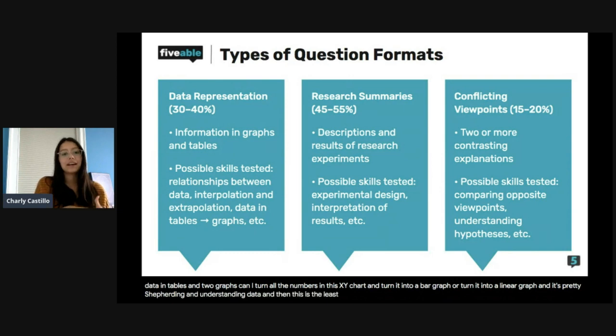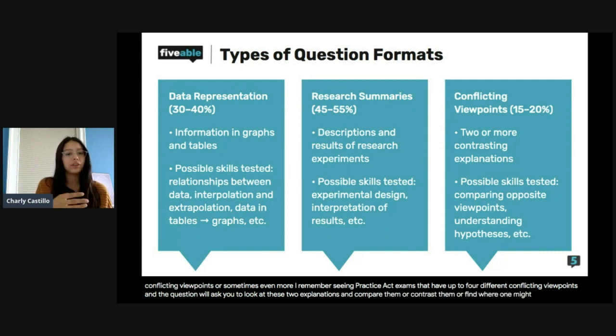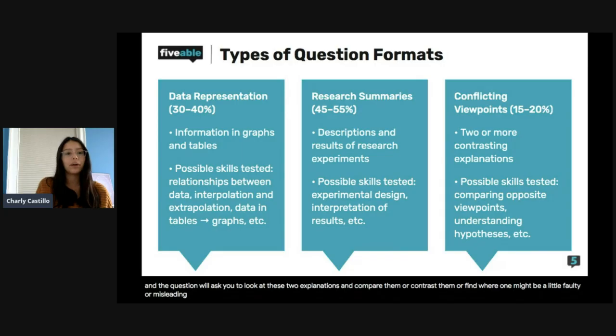And then this is the least common question that you'll find on the ACT Science. It also tends to be the more complicated type of question for a lot of people that take this exam, because some questions will have two different conflicting viewpoints, or sometimes even more. I remember seeing practice ACT exams that have up to 4 different conflicting viewpoints. And the question will ask you to look at these 2 explanations and compare or contrast them, or find where one might be a little faulty or misleading, or understand these 2 people's perspectives and how they got them.